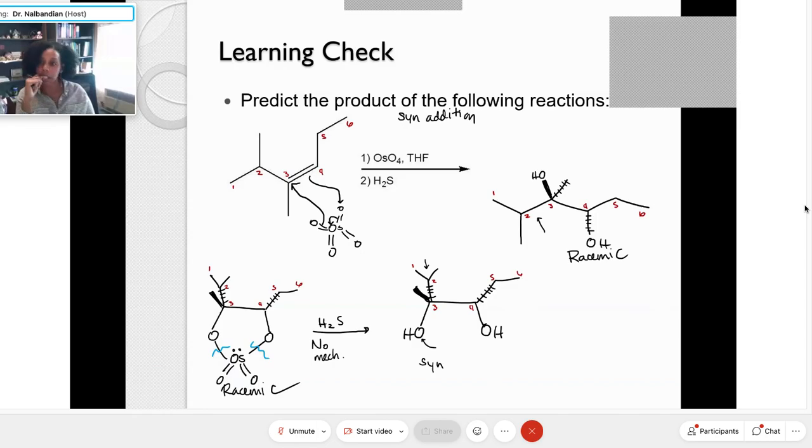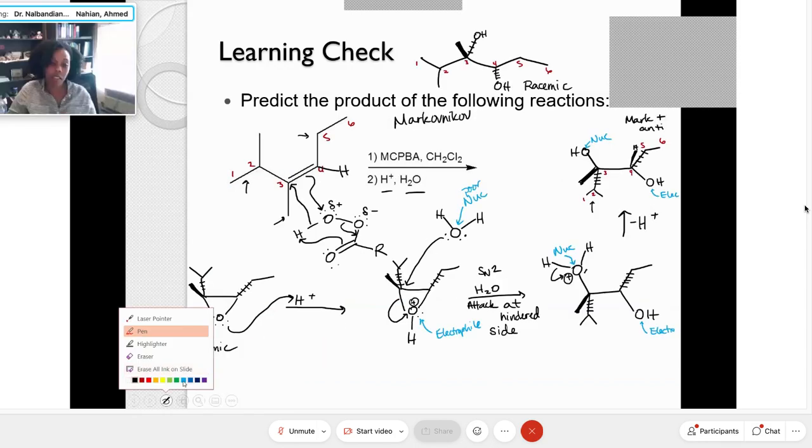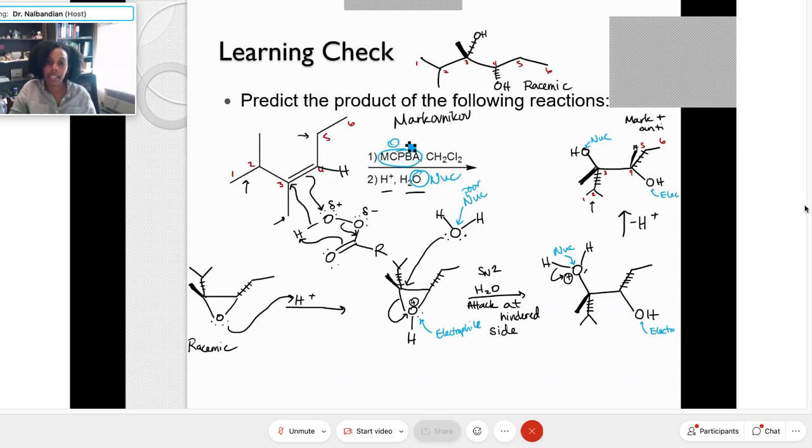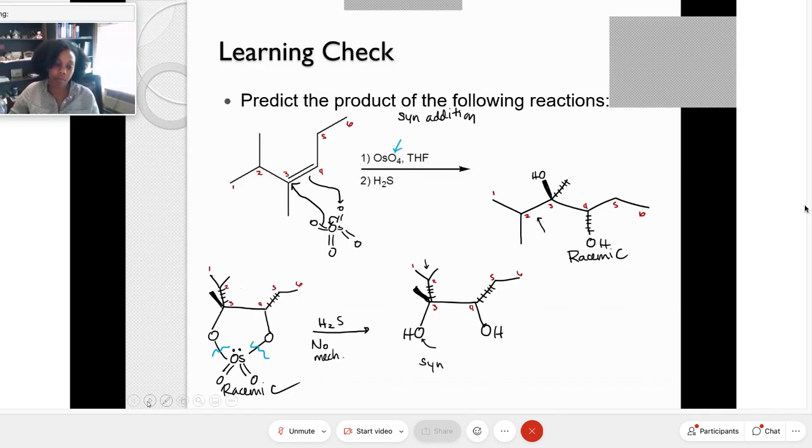Professor, regarding syn addition, anti-addition, so MCPBA will always give anti and OsO4 will always give syn? Right, because of where the oxygens are coming in. Oxygen as a nucleophile, and then oxygen as the electrophile. In 2 separate steps, it's always going to be anti-addition. Whereas both oxygens come in one step here from the osmium tetroxide. So it's always going to be syn. Other questions?